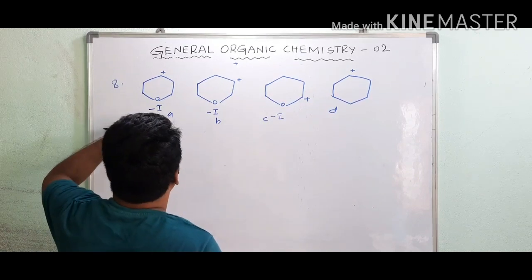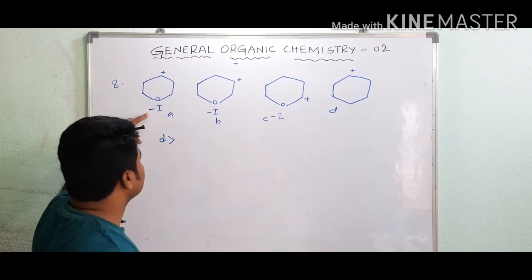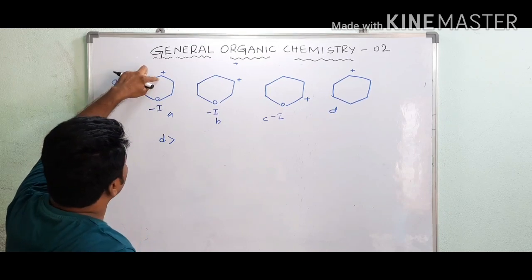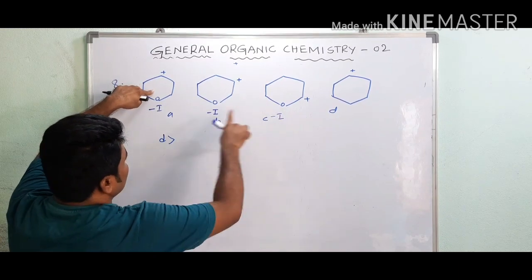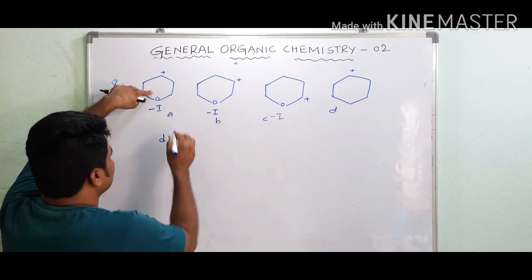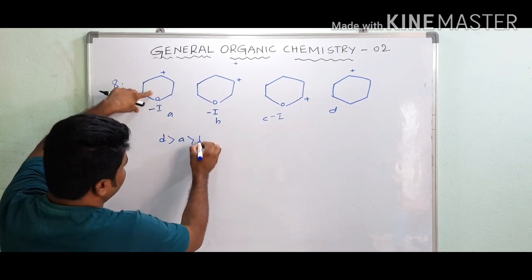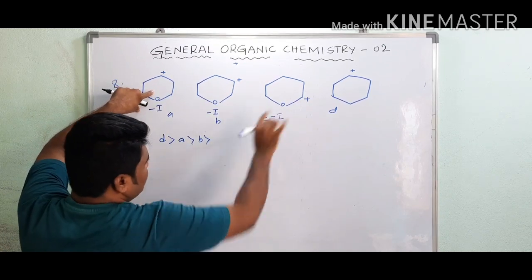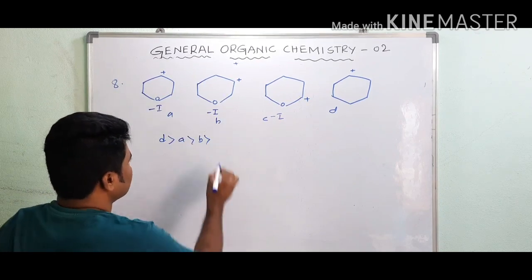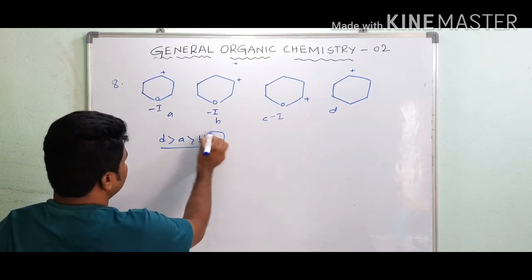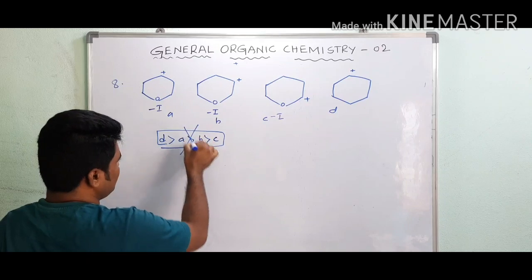Then see, we know that the inductive effect depends on the distance. This one is far away from the carbocation. This is very near. So this is a little bit near. This is more stable, A. Then B will come, as it is closer to the carbocation. This is unstable. This is the order we are expecting, but it is wrong.